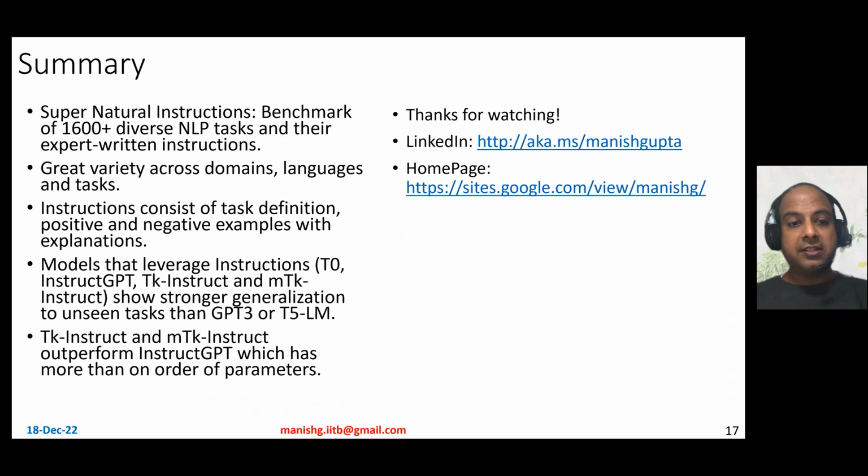And what they observed from their experiments when they trained their Tk-Instruct and mTk-Instruct models is that the models that leverage instructions actually show stronger generalization to unseen tasks than traditional GPT-3 or T5 plus LM models. And clearly, their own proposed models, the Tk-Instruct and mTk-Instruct, seem to outperform the InstructGPT model, which is more than an order of magnitude larger in parameters, both from the English perspective as well as the multilingual perspective. So pretty positive outputs from this paper. And again, this is probably the first time that such a large number of NLP tasks have been proposed in any benchmark. So surely something to look at.